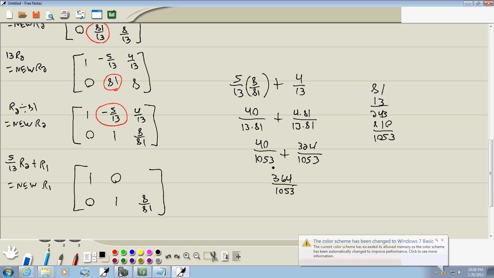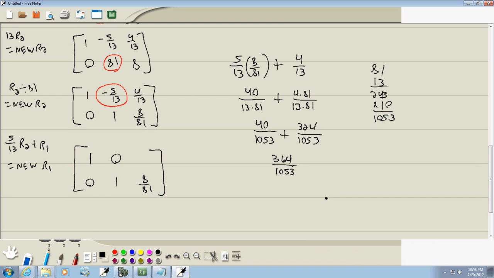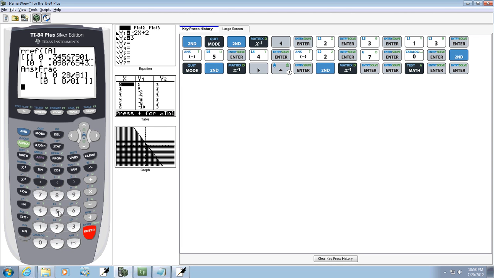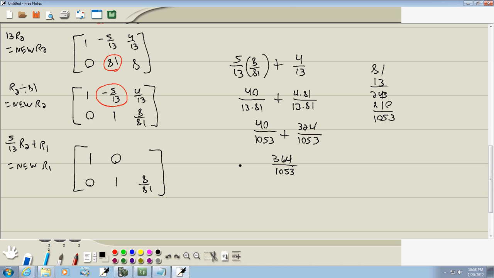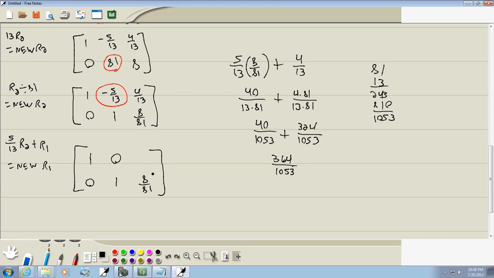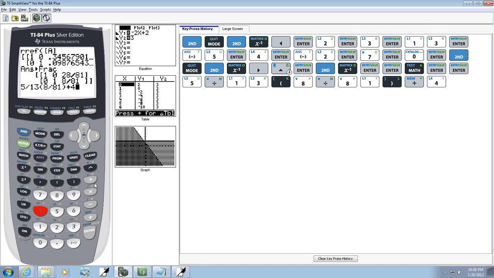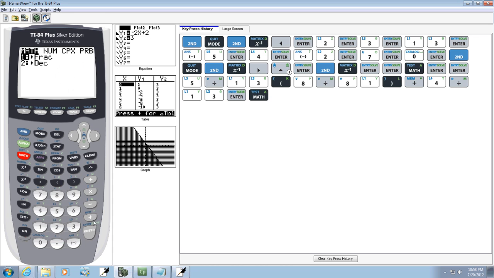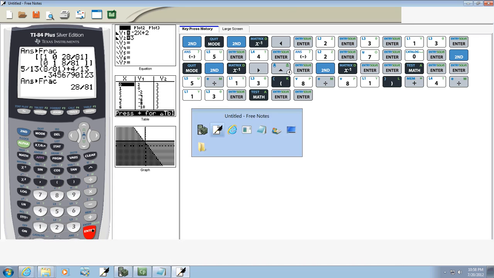Boy, I hate when I'm doing it by hand to go to the calculator, but I'm drawing a blank on what they're both divisible by. Bottom one's divisible by 3, but top one isn't. So let me go and plug this in my calculator. I hate cheating like that. I do 5 divided by 13 times 8 over 81. 8 divided by 81. Close parentheses. Plus 4/13. Enter, math enter. 28 over 81.